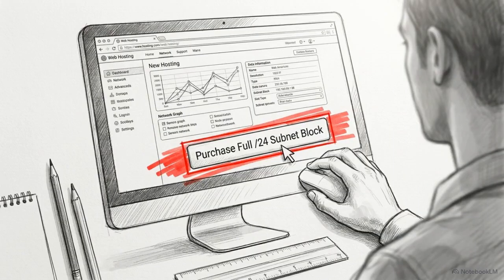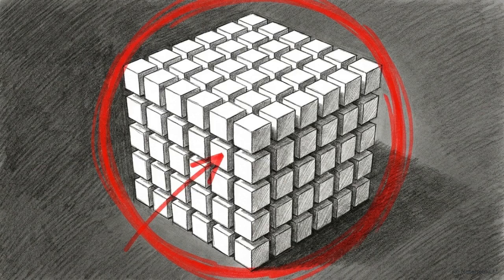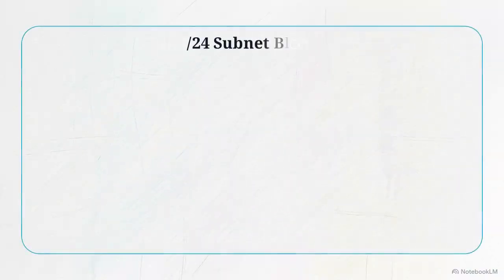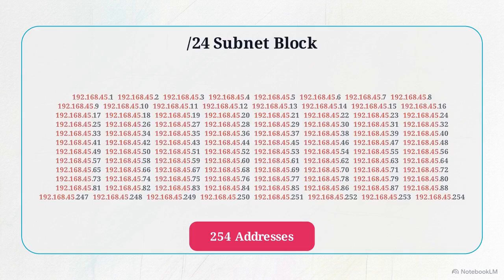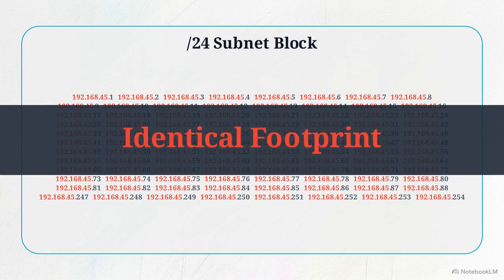To figure out that volume, operators frequently fall into a networking trap. They look at a standard /24 subnet and calculate exactly how many addresses fit inside it. Buying a full /24 block gives you 254 addresses, but the first 3 octets are completely identical. You've purchased volume, not diversity.